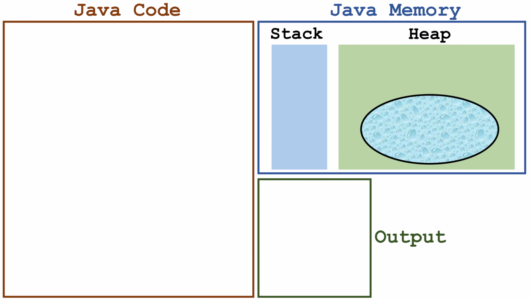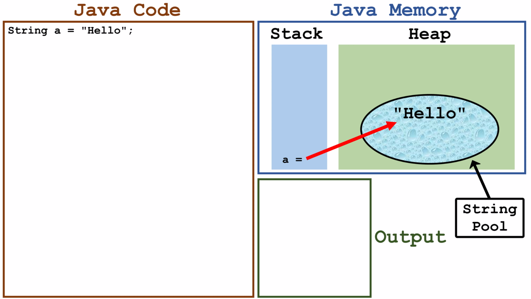We'll start by looking at the most common way to declare and initialize a string, which is to say string, the name of the variable, in this case, a, and then set it to a string literal, in this case, hello. Java will place the variable on the stack and create a pointer pointing to the object on the heap. Typically, it will put it inside the string pool.